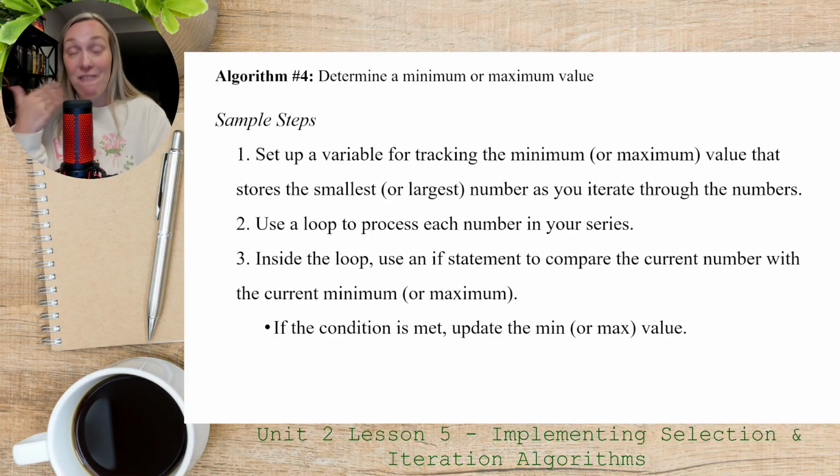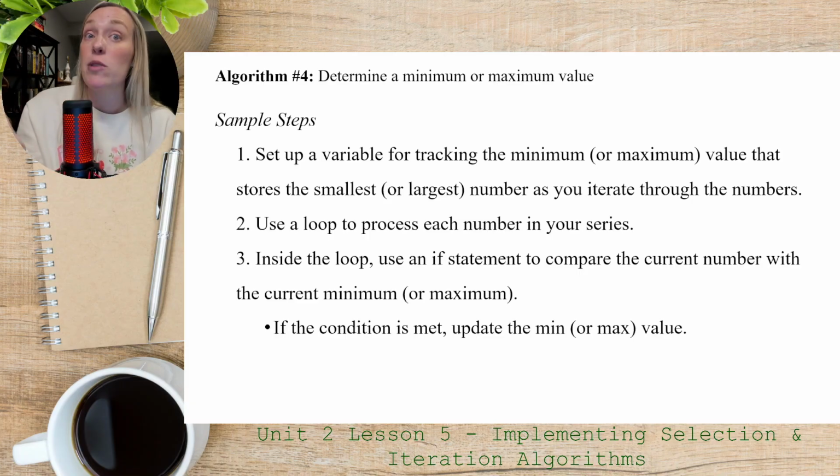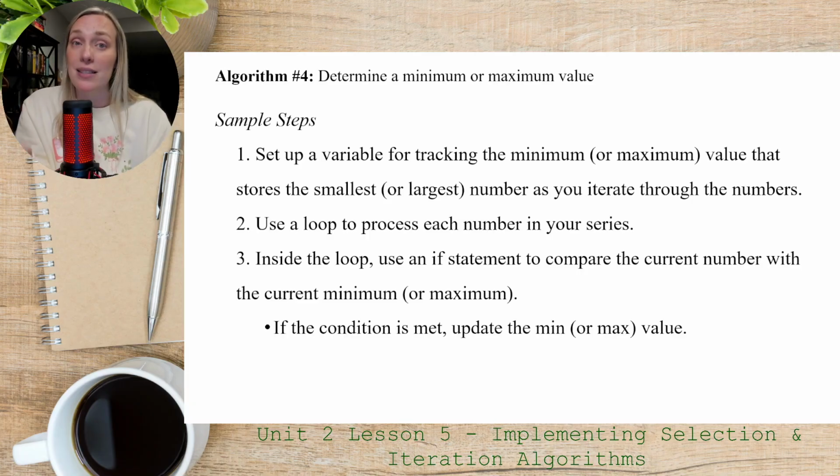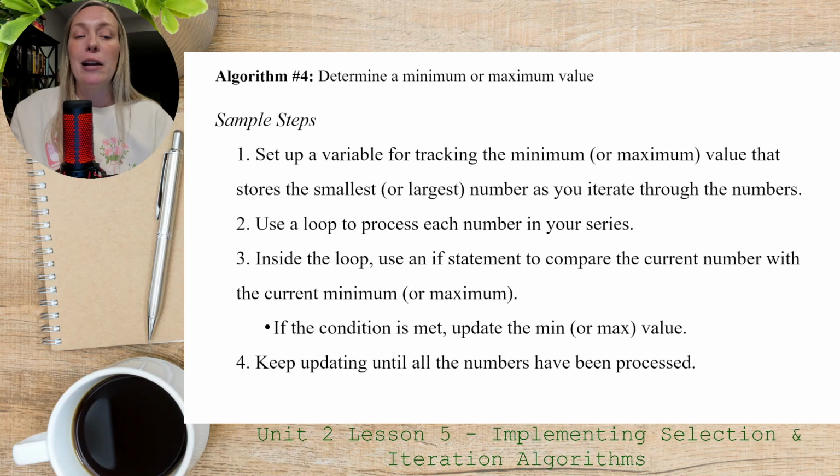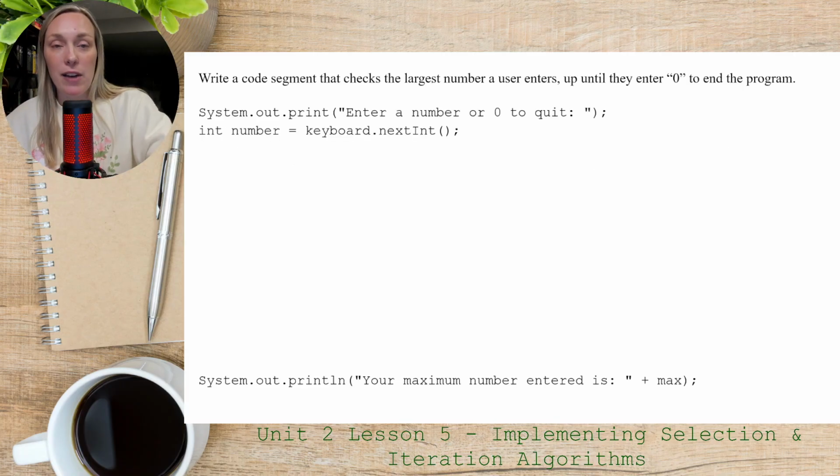So if we find a larger or smaller value than what we currently have as our min or max, we want to update it, right? Because we found something larger. And we keep updating and we keep checking until all of the numbers have been processed. And then at the end, we have our min or max value.